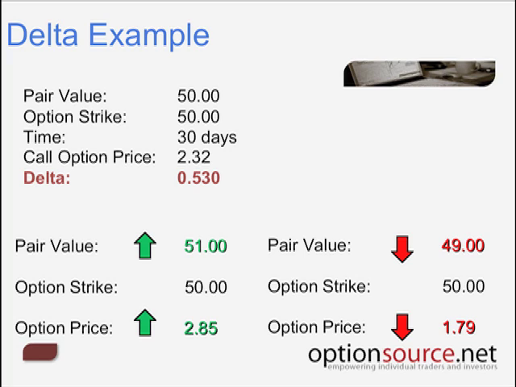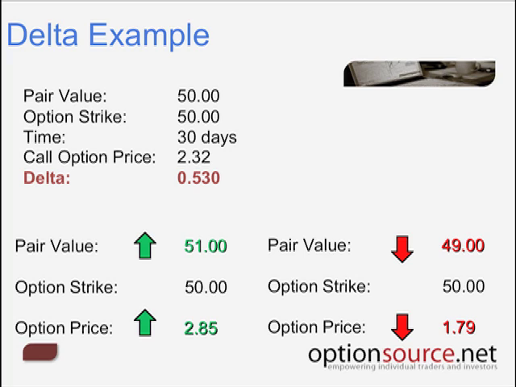Let's say I'm looking at a pair value that is sitting around the 50-point mark, and I'm looking at an option strike of 50, which would be considered, of course, an at-the-money option contract. Now, we're going to consider just 30 days until expiration, and we're going to look at the option premium being worth about 2.32. Now, that particular delta is going to be listed in and around the 0.50 mark. So one general rule of thumb is that an at-the-money option contract is going to sit around the 0.50 mark. So in this example, the delta is listed at 0.53.